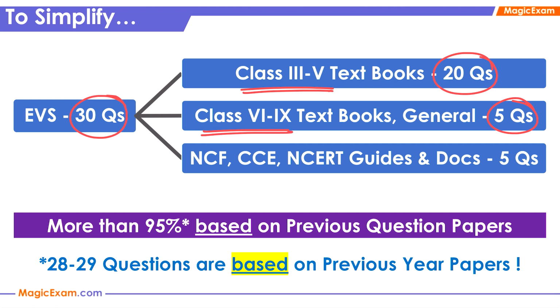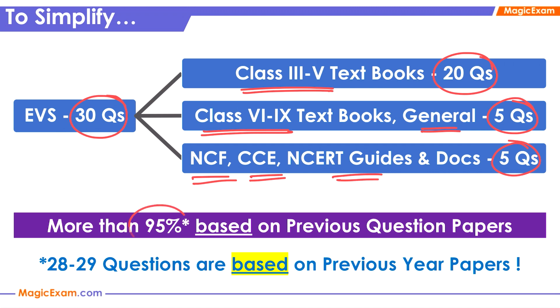Since there is no EVS here, they will be based on the science, social or biology textbooks, and there will be 1 or 2 general questions as well. And the remaining 5 questions will be from various other documents such as the NCF, that is the National Curriculum Framework, the CCE, that is the Continuous and Comprehensive Evaluation, and various other NCERT guidelines and documents.